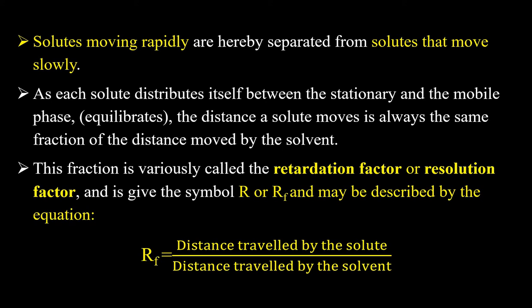This fraction is variously called the retardation factor or resolution factor, and is given by the symbol R or RF, and may be described by the equation: RF value is equal to the distance traveled by the solute divided by the distance traveled by the solvent.